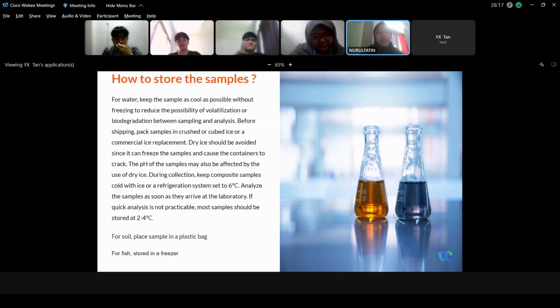During collection, keep composite samples cool with ice or a refrigeration system set to 6 degrees Celsius. Analyze the samples as soon as they arrive at the laboratory. If quick analysis is not practicable, most samples should be stored at 2 to 4 degrees Celsius. It is easier for soil and fish: for soil, just place the sample in a plastic bag, and for fish, store in a freezer.